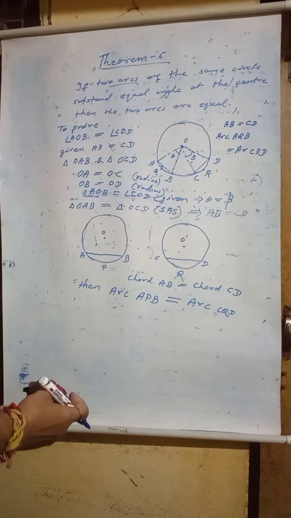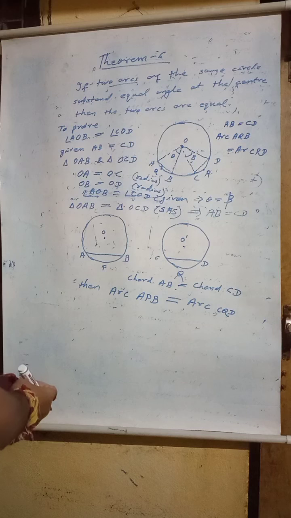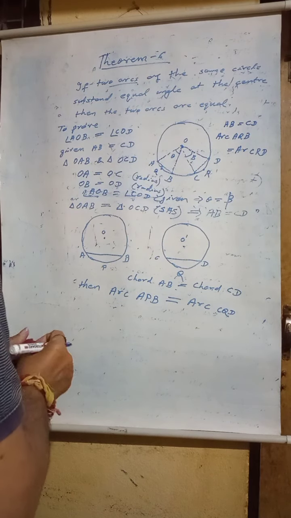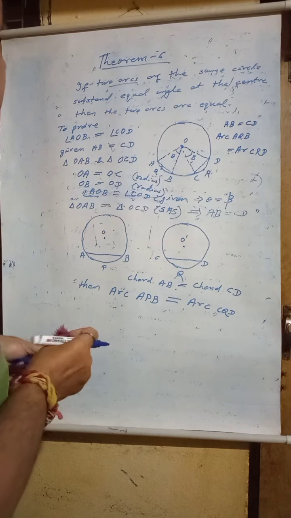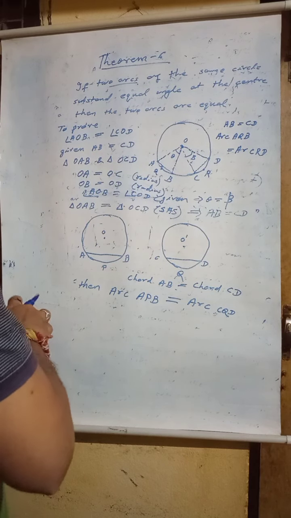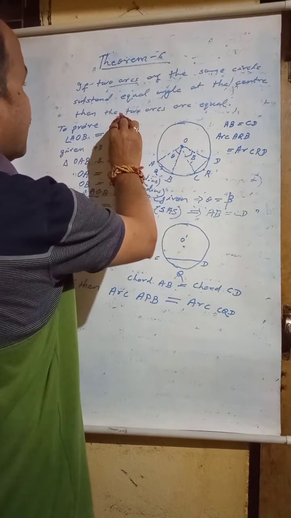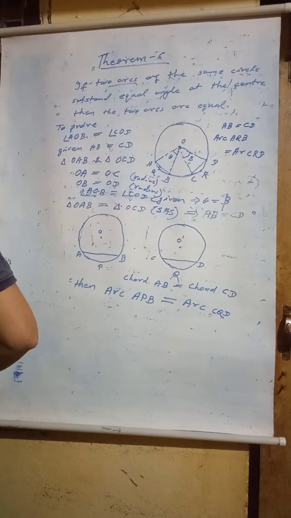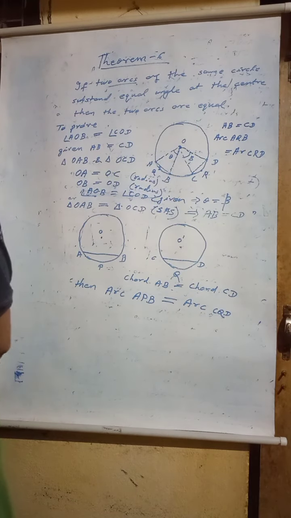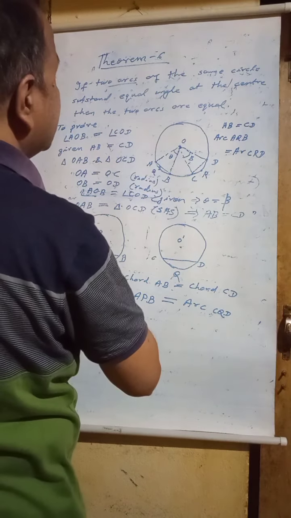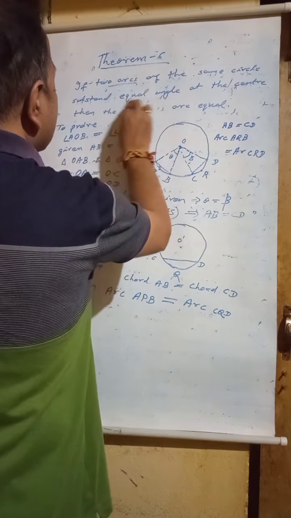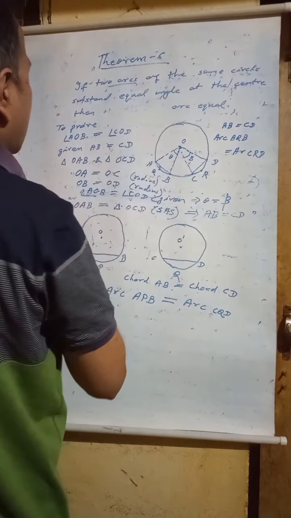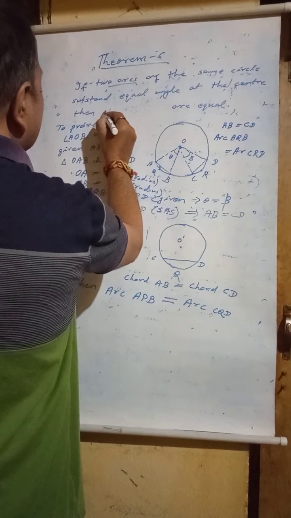Okay. So now we have proved theorem 6: if two arcs of the same circle subtend equal angles at the center, then the arcs are equal.